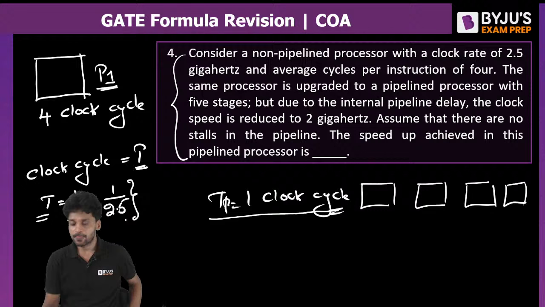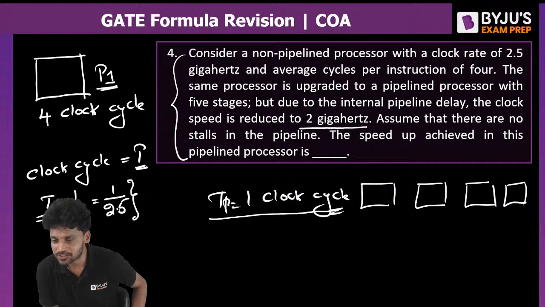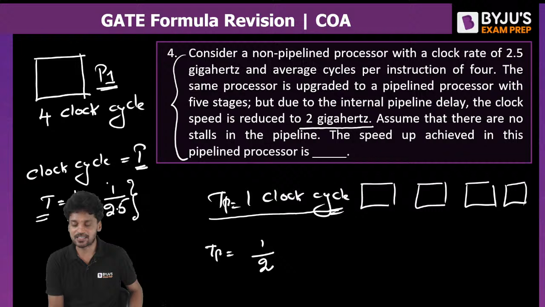Here, one clock cycle in the pipeline system is equal to 1 by frequency. What is the frequency in the pipeline system? The frequency in the pipeline system is equal to 2. So TP is equal to 1 by 2. 1 into 1 by 2, which is equal to 1 by 2. In a non-pipeline system, TN, the number of clock cycles is equal to 4, and each clock cycle is equal to 1 by 2.5. In a pipeline system, every process takes only one clock cycle, and a clock cycle is equal to 1 by 2.